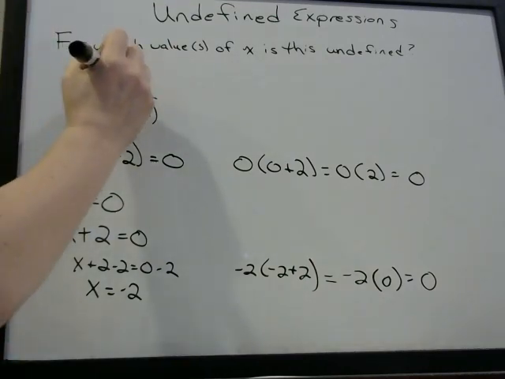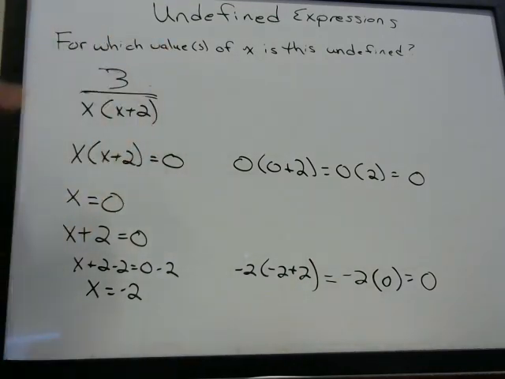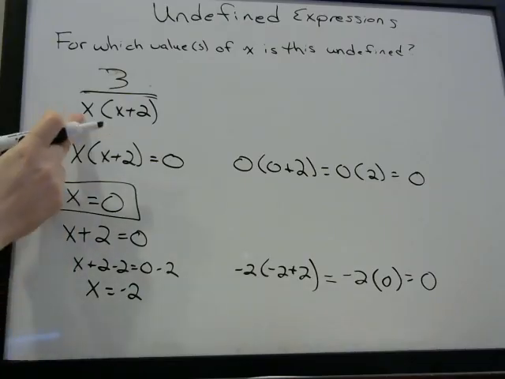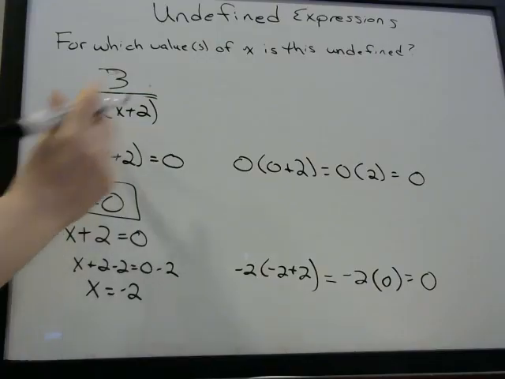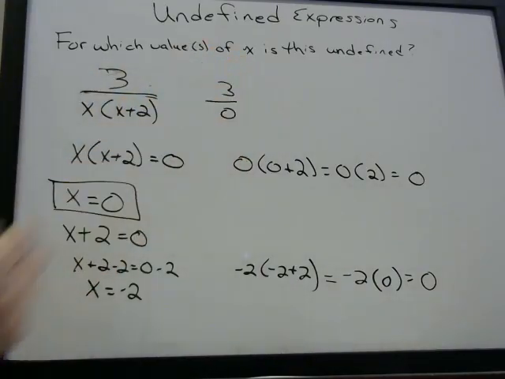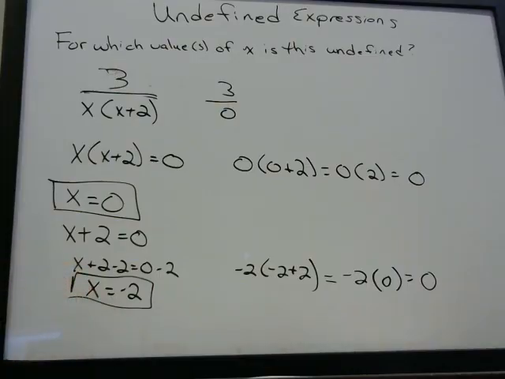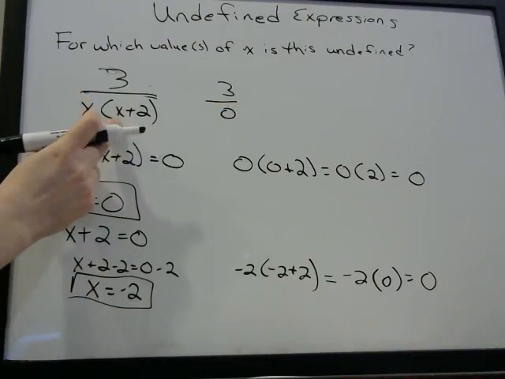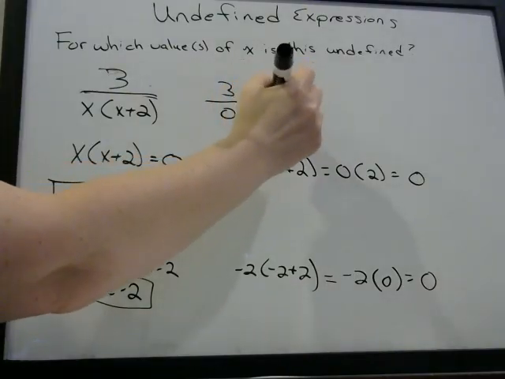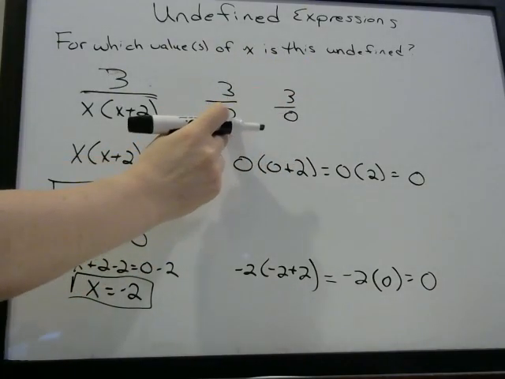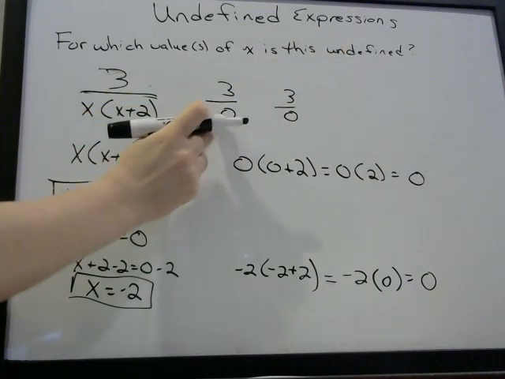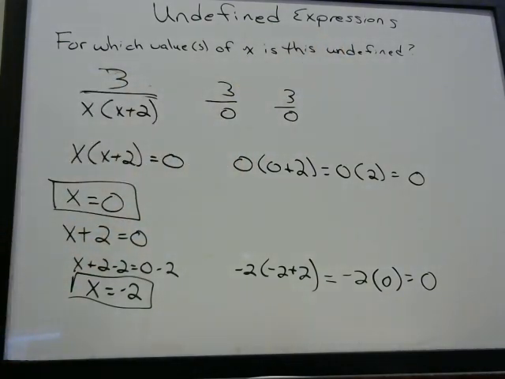So for which values of x is this undefined? And this, I think, was maybe a 3 or a 2, I can't remember now, but it doesn't matter what the numerator is. It's going to be undefined when x equals 0, because when we plug that in for x, we get a 0 in the denominator. Or when x equals -2, because when we plug -2 in for x, we get a 0 in the denominator. These are, by definition, undefined because there's 0 in the denominator.